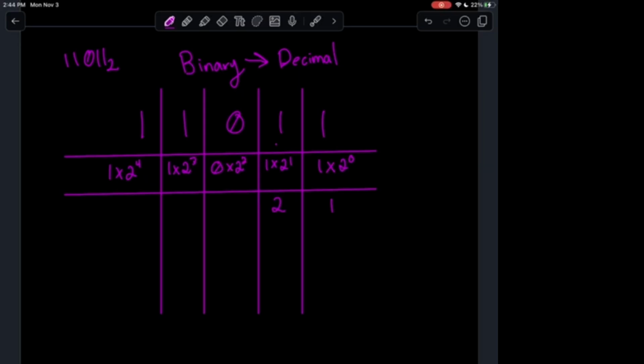This is just automatically 0, because 0 times anything is 0. And then 1 times 2 to the power of 3, that's going to get us 8. 1 times 2 to the power of 4, that's just 16.